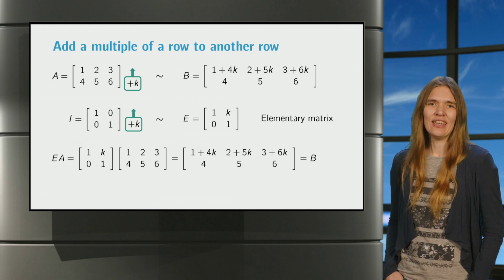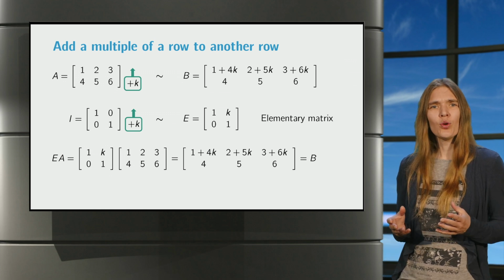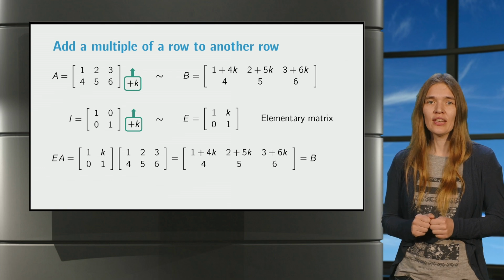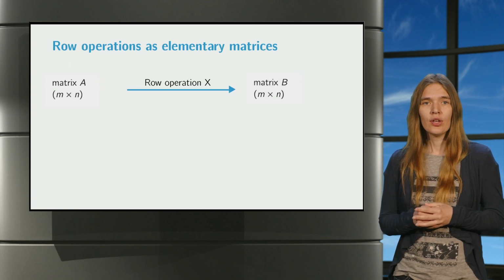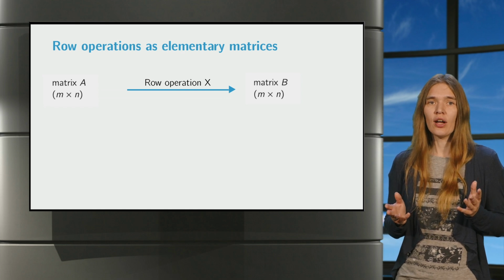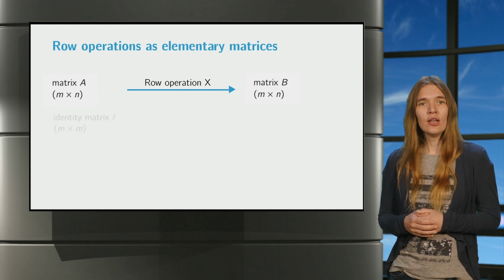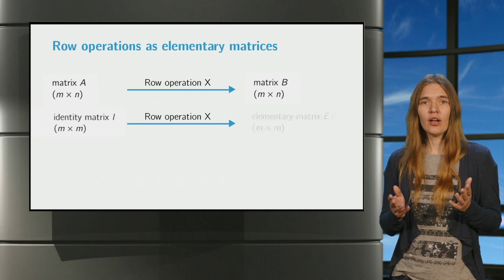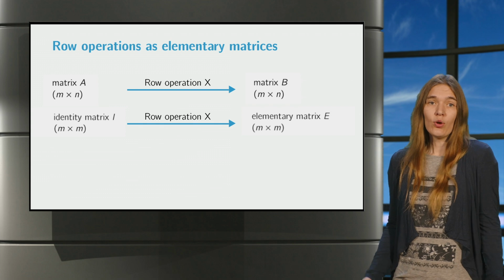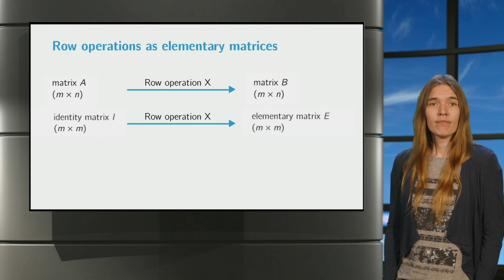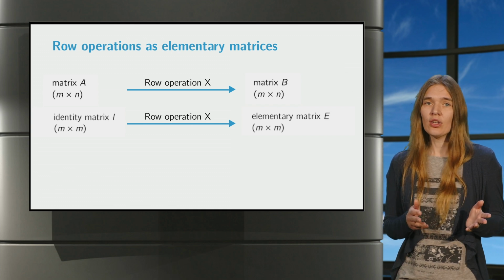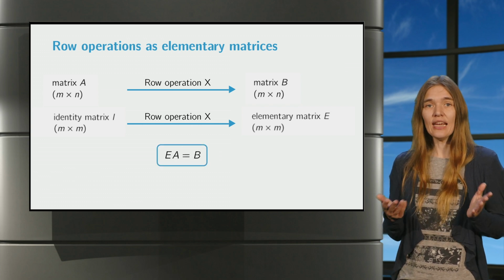We haven't proved a thing, but looking at these examples, we do see a pattern in how to capture elementary row operations in matrix form. To create an elementary matrix that captures a certain row operation on an m by n matrix A, perform your row operation on an m by m identity matrix. The result is called an elementary matrix, E. The product EA is then equal to performing the row operation on A. That is, EA equals B.